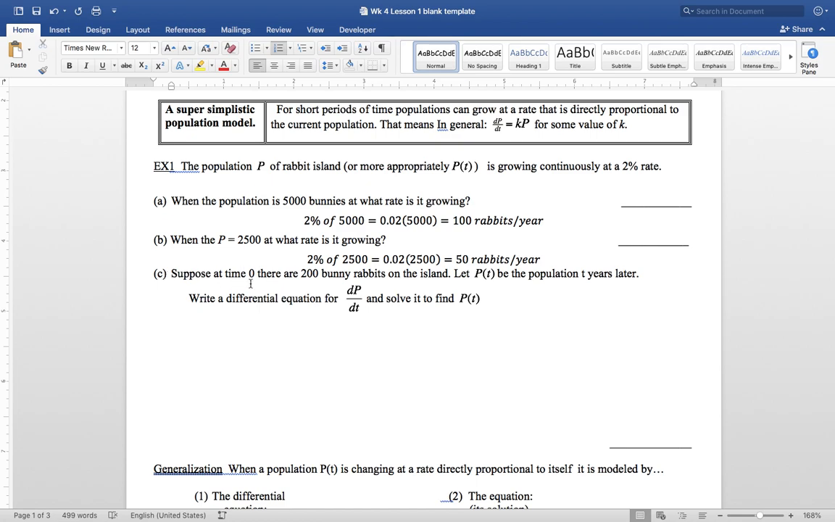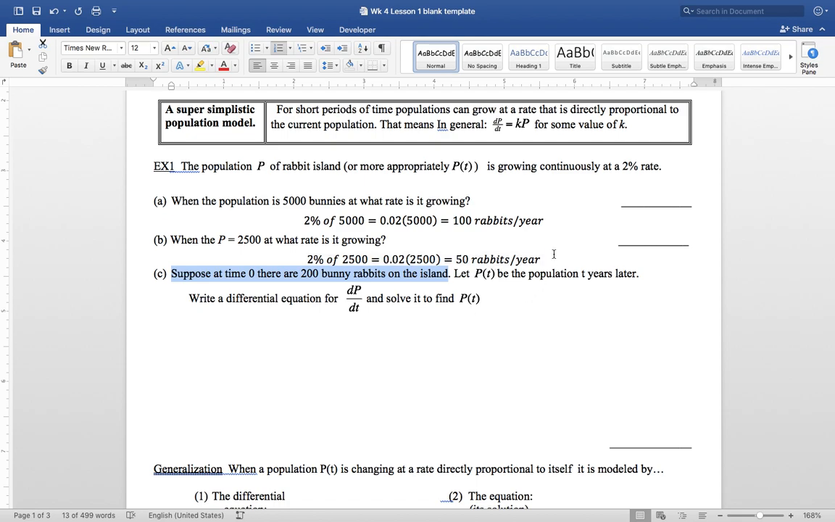Part C, we're given a little bit more information. We're actually given an initial condition. It says, suppose that at time 0, there are 200 bunny rabbits on the island. Let P of t be the population t years later. Write a differential equation for dP/dt and solve it to find P of t.